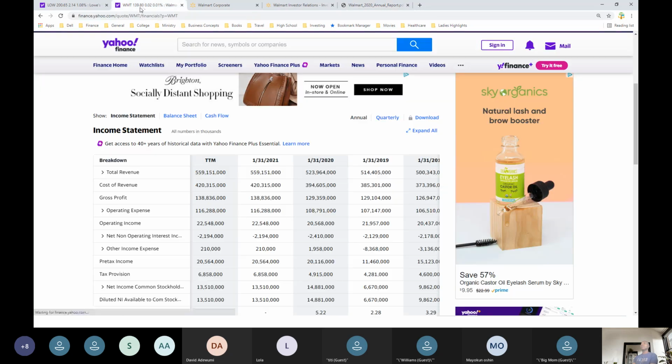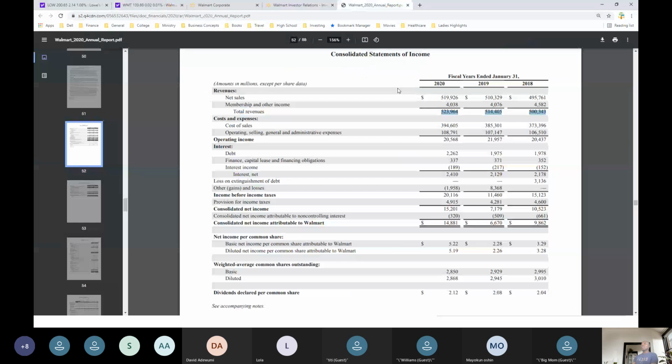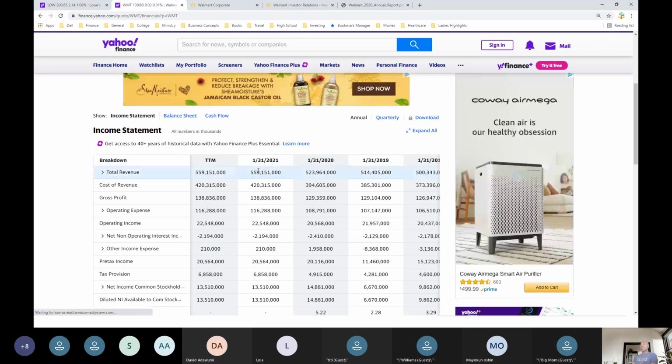Okay, let's go back to Yahoo. So when I give us the next assignment, what I would like us to do is actually to go to the company's website and use their posted report. If you can't find it, go ahead and use Yahoo, but use the company's posted financial reports. Okay. All right.